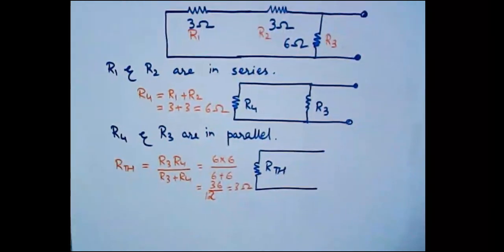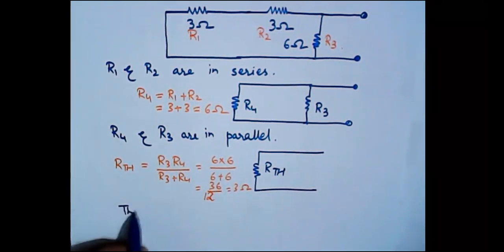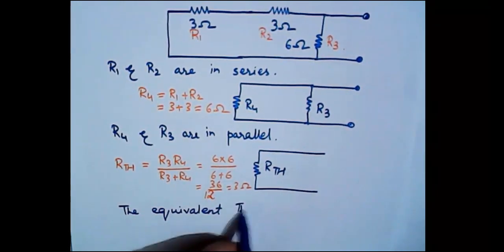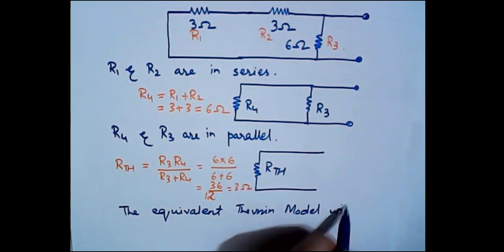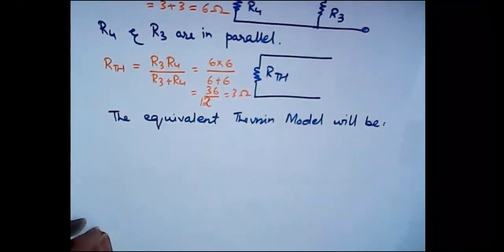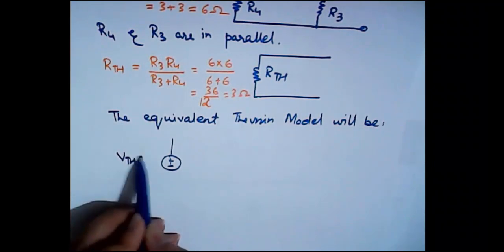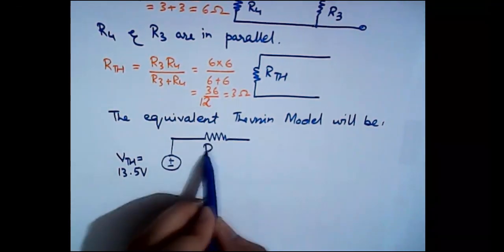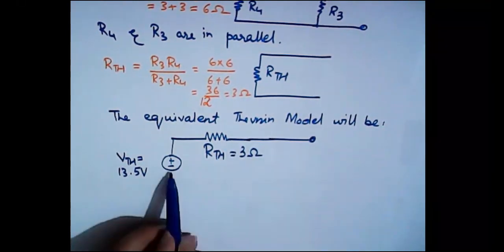So our equivalent model will look like this. Just write it: the equivalent Thevenin model will be, and here is our equivalent Thevenin model, that we have a Thevenin voltage source with magnitude of 13.5 volts with resistance of 3 ohms, and this is what we have done here.